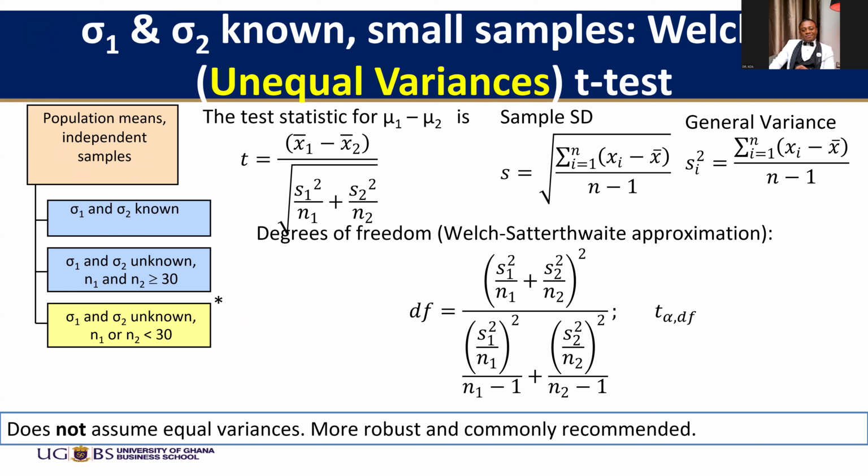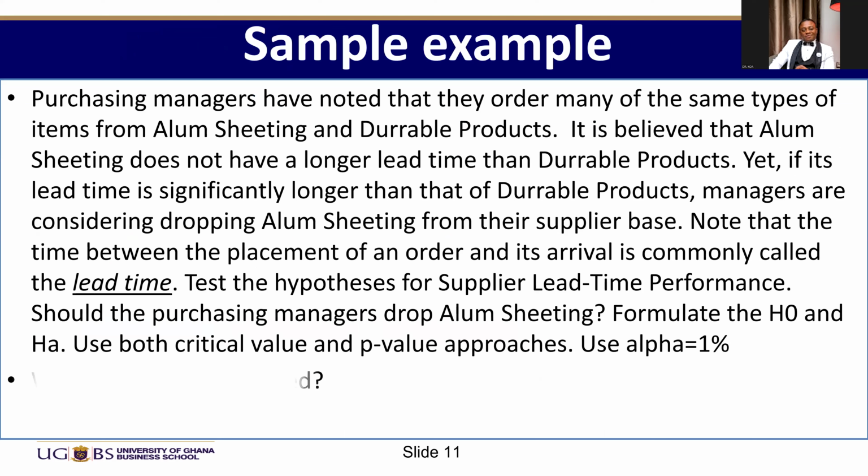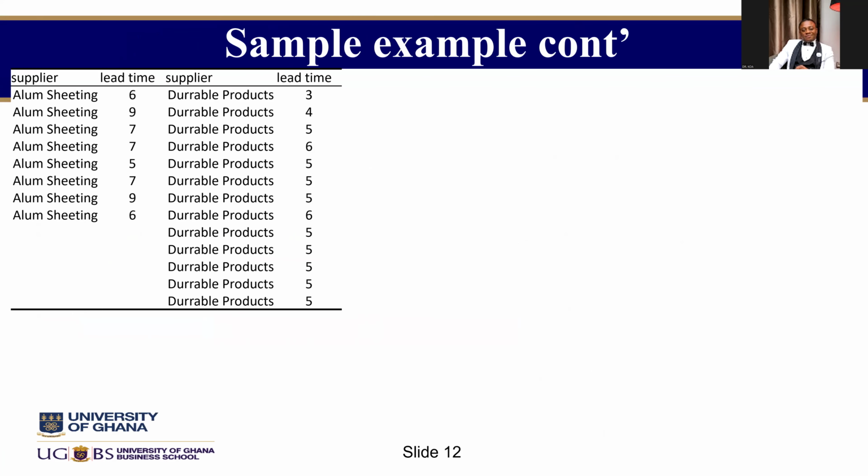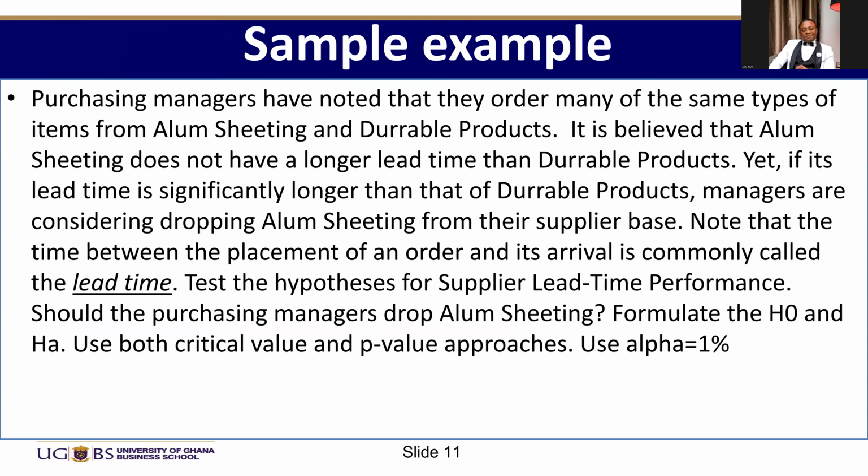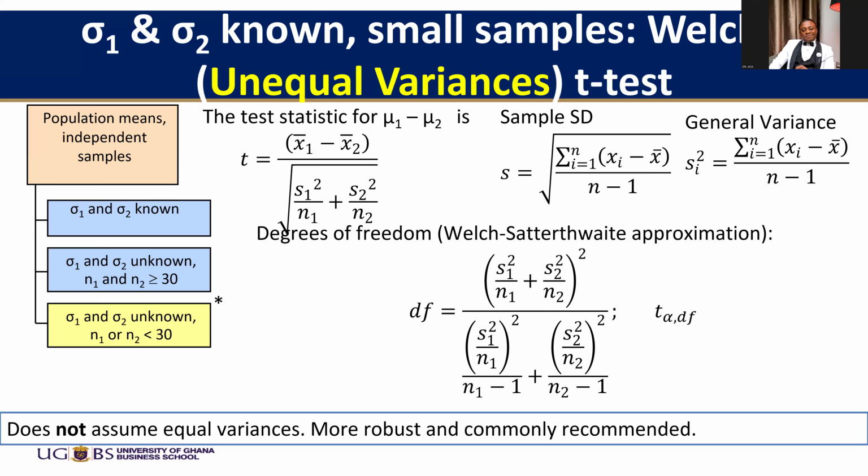Now, even though the subjects are separate, the sample size itself can be balanced. But in this very example, the sample sizes are different. There is a smaller sample size in the alum sheeting than there is in the durable product. Okay. So now the formula that we are going to be dealing with throughout is this unequal variance formula.